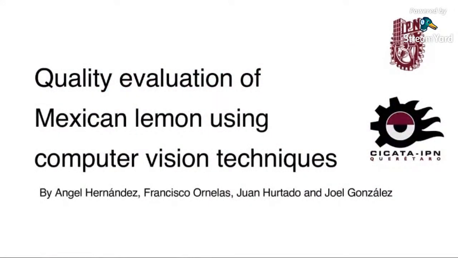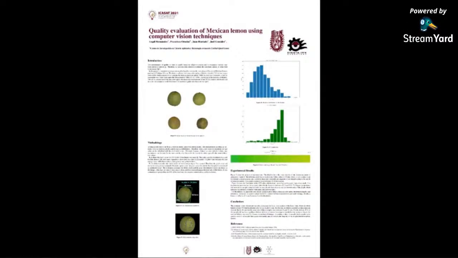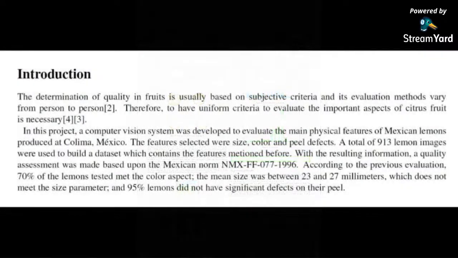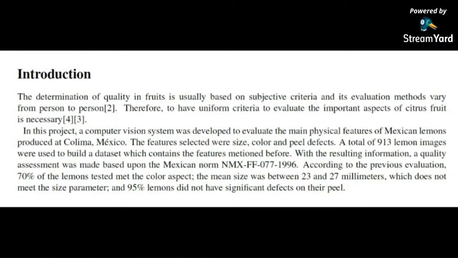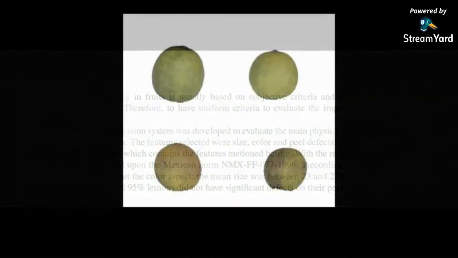Quality Evaluation of Mexican Lemon Using Computer Vision Techniques by Ángel Hernández, Francisco Ornelas, Juan Hurtado, and Joel González. Introduction. The determination of quality in fruits is usually based on subjective criteria and its evaluation methods vary from person to person. Therefore, it is necessary to have uniform criteria to evaluate the important aspects of these fruits.